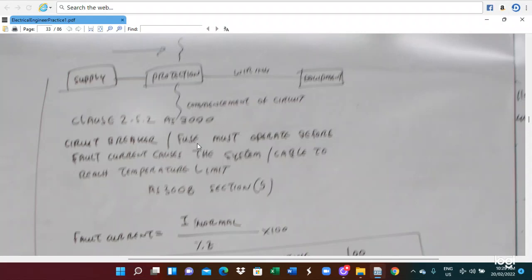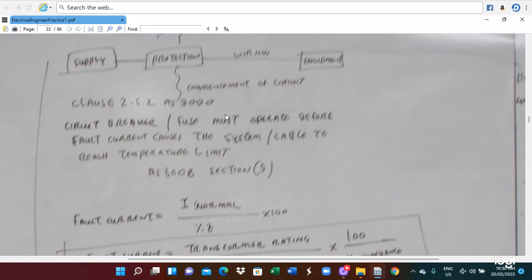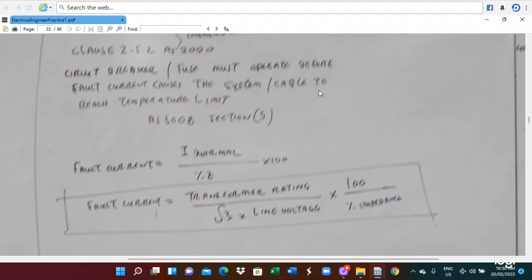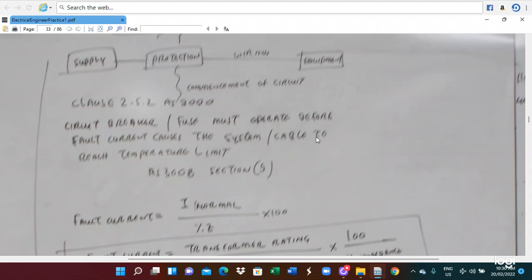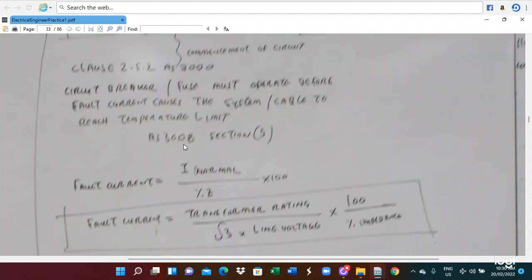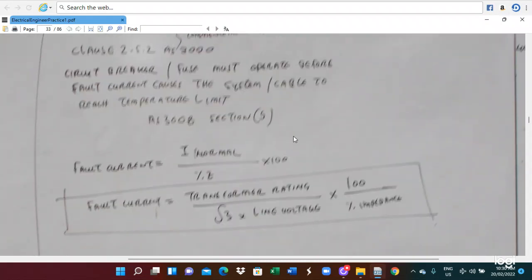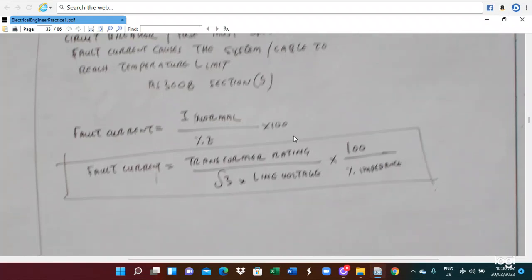So this is important. Before the fault currents reach the temperature limit of the cable, all the circuit breakers, all the protection devices must operate. So this is clause 2.5.2 of AS3000. Those things have to be followed. Nowadays this is included in the temperature limit. You can find the cable temperature limit in AS3008 section 5. So it mentions the cable temperature limit.